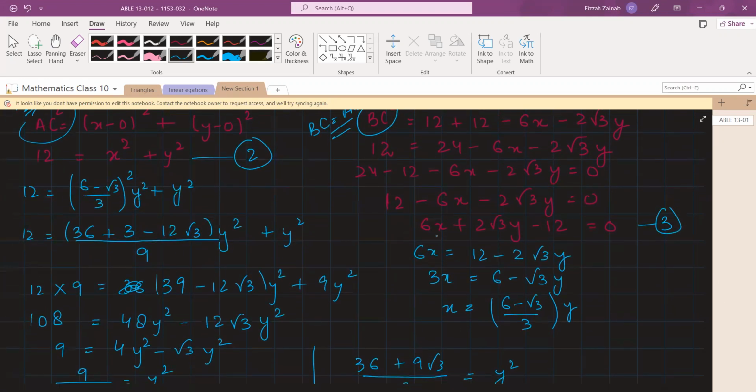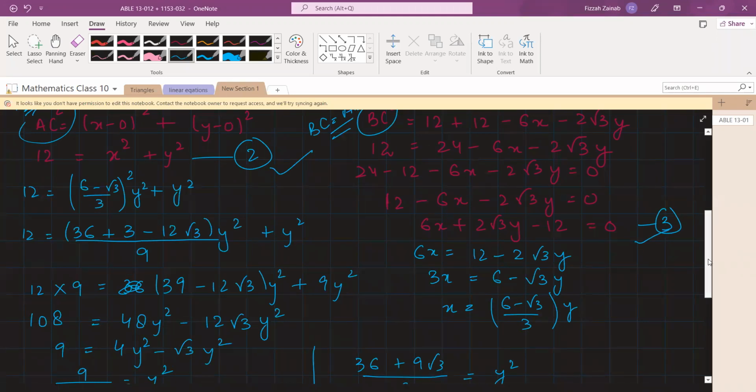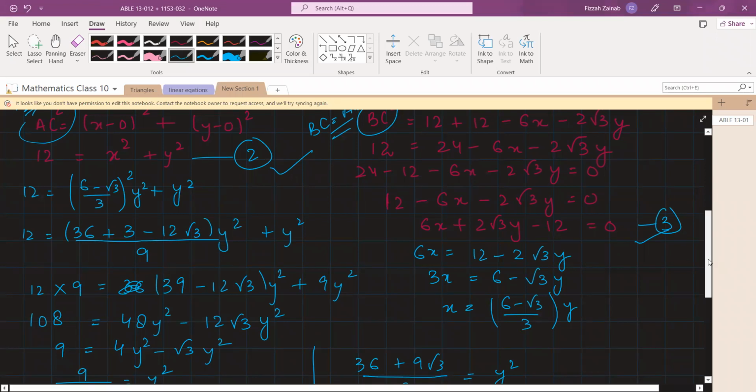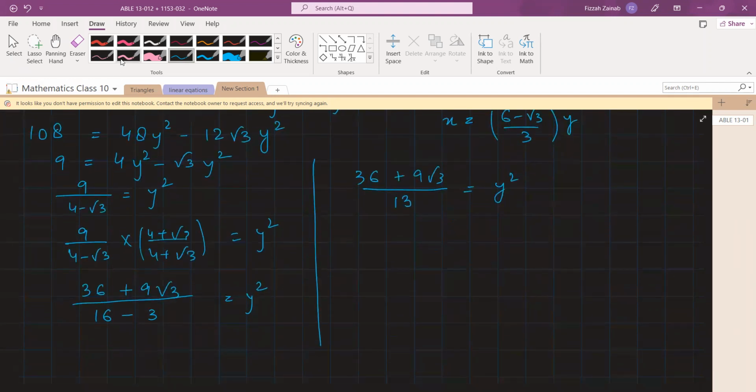Let me just check this equation. It should be 3x plus under root... Yes, up till equation number 3, actually we are right. Yes, ma'am. And this equation number 2 is also right. Let us do the calculation again. Okay, let's try to solve it. 3x plus root 3y, yes, this is fine.